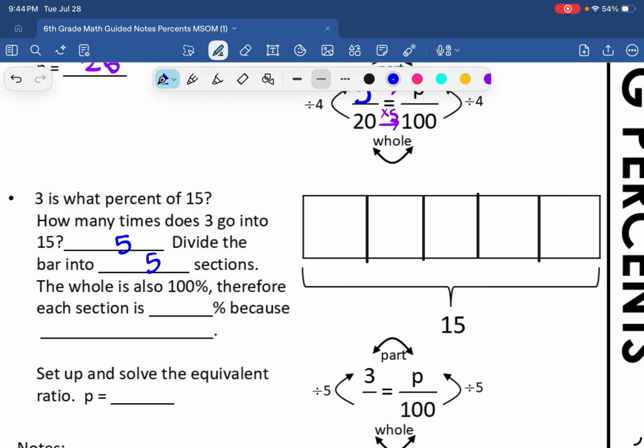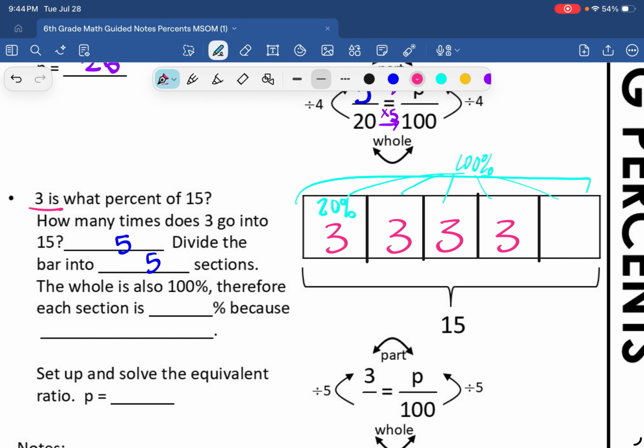The whole is 100%. This is all 100%. So I have to take 100 and put it into 5 sections. That means each section is 20%. And remember, each section, it tells us right here, is 3, because 3 times 5 is 15.